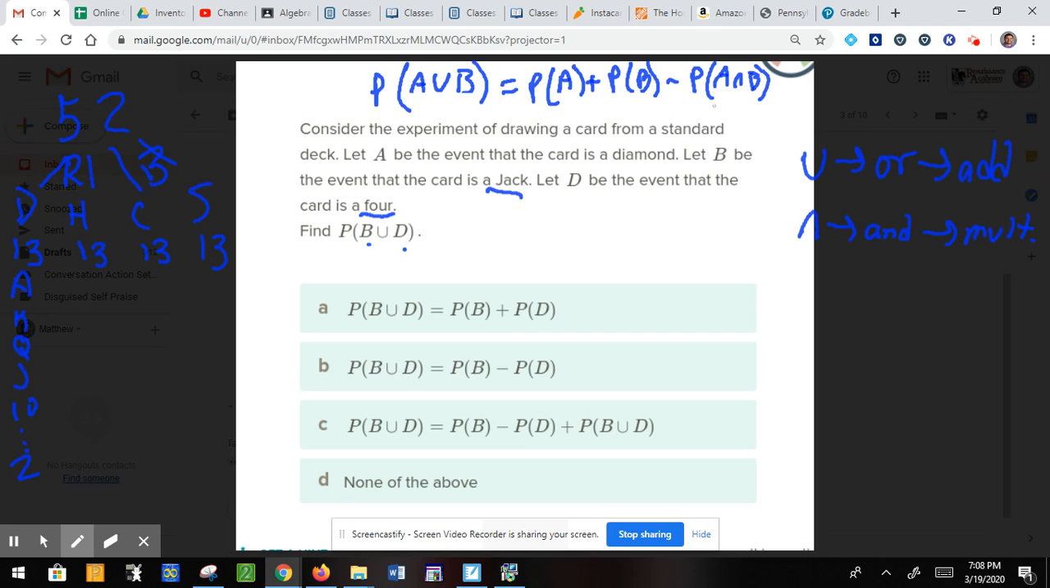In this case, if we're talking about the probability that you're getting a jack or a 4, a card cannot be both of those. Okay, so there is no intersection, which is why the formula for this one is just going to be the probability of B plus the probability of D. All right, so the answer to this question would be your A.